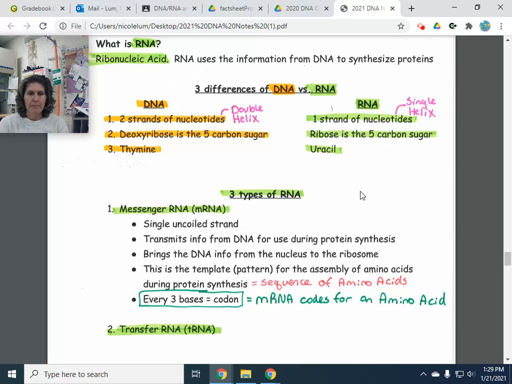So mRNA is a single uncoiled strand. We need to take mRNA and copy DNA into messenger RNA's code. What does that mean? It means that where we have thymine, we're now going to put a uracil in it.